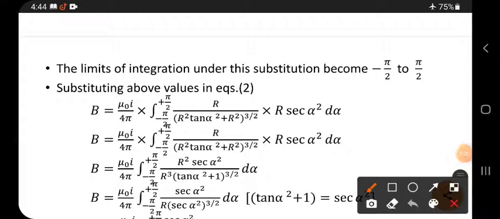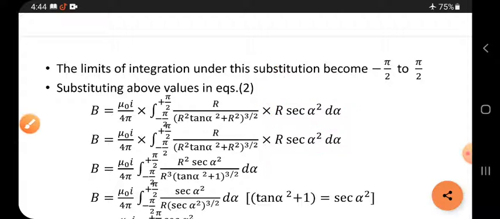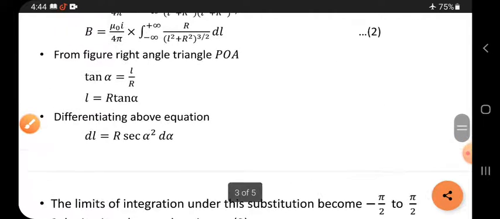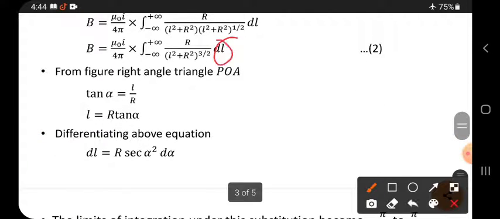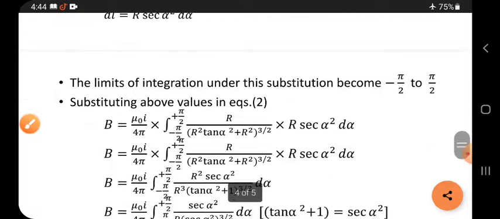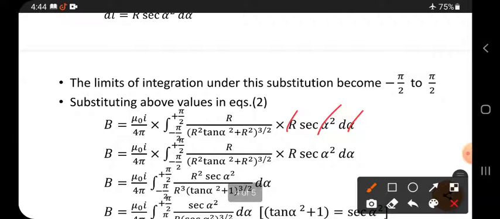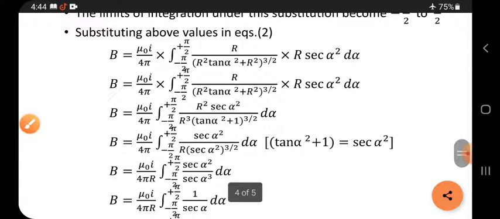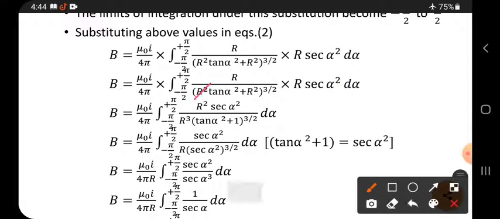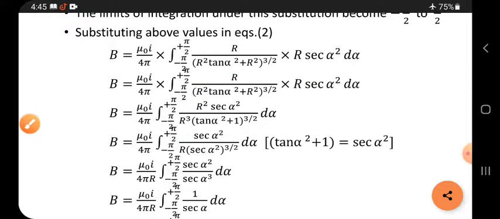And here one more thing: dl is present. In the place of dl, what is substituted? R secant square alpha d alpha. So this is dl. Now R into R becomes R square only, so that we will see later. Now take the square outside. When you take the square outside, here 1 by 2 is there. For the square it gets cancelled, and a cube cannot get cancelled. So that is why we get R cube outside.